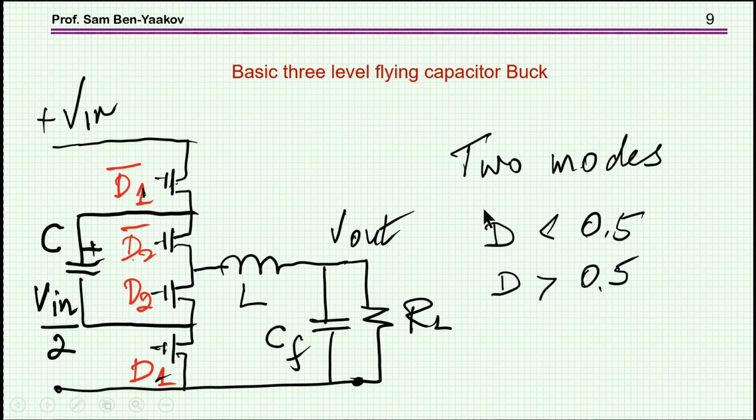Now, in practice, we don't use a voltage source, we use a capacitor, which is sort of providing a constant voltage here. It should be large enough so the ripple will be small.